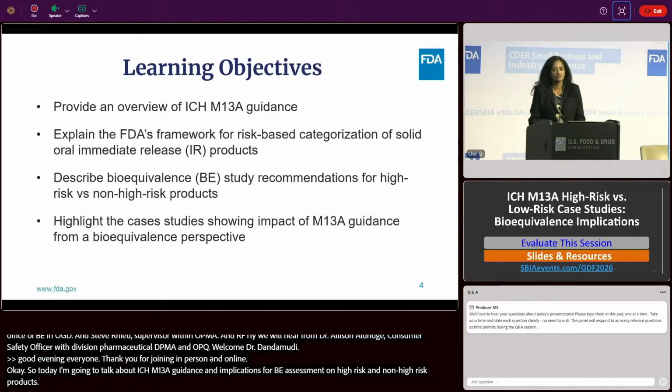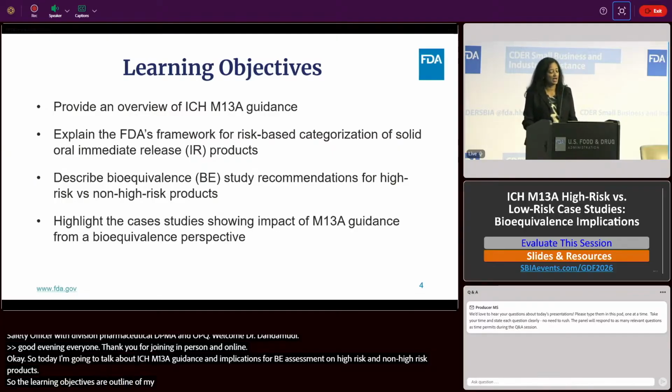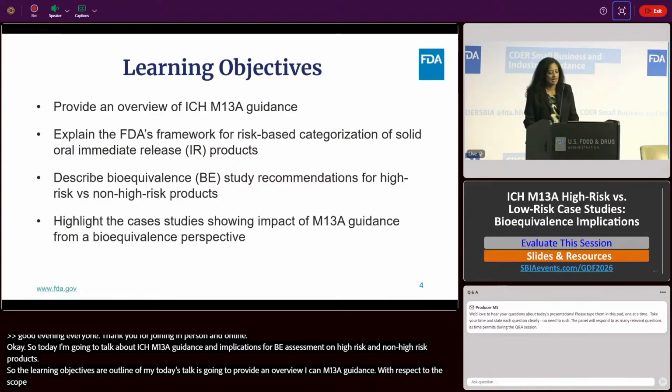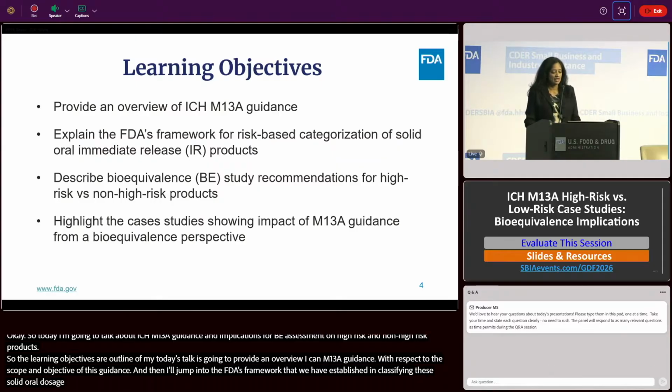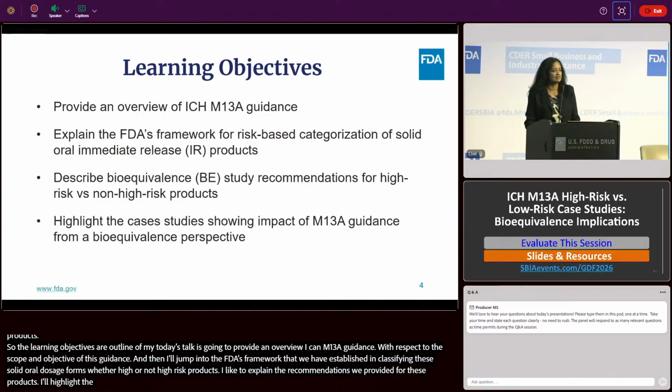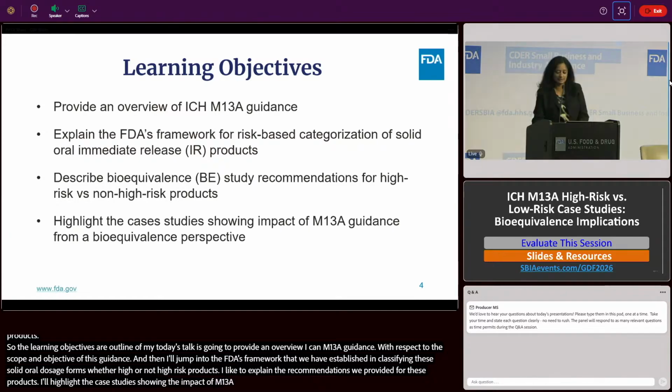So the learning objectives or outline of my talk today: I'll provide an overview of ICH M13A guidance with respect to the scope and objective of this guidance. And then I'll jump into the FDA's framework that we have established in classifying these solid oral dosage forms, whether it's a high-risk or non-high-risk product. I'll also explain the bioequivalence study recommendations that we have provided for these products. And at the end, I'll highlight some case studies showing the impact of this ICH M13 guidance on the ANDA assessment, specifically related to bioequivalence.